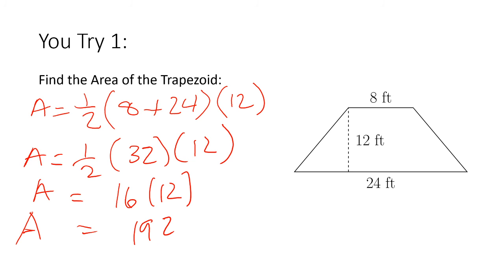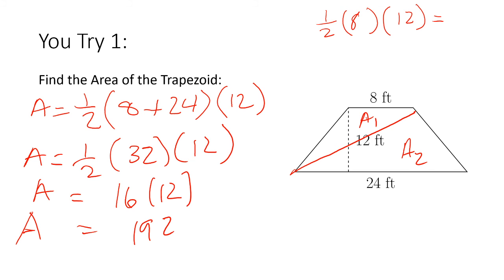Or you could do it the triangle way, where I'm going to split it up into 2 triangles, triangle 1 and triangle 2, and then add them together. Triangle 1 is 1/2 the base of 8 times the height of 12. 8 times 12 is 96. A half of 96 is 48. So the area 1 is 48.